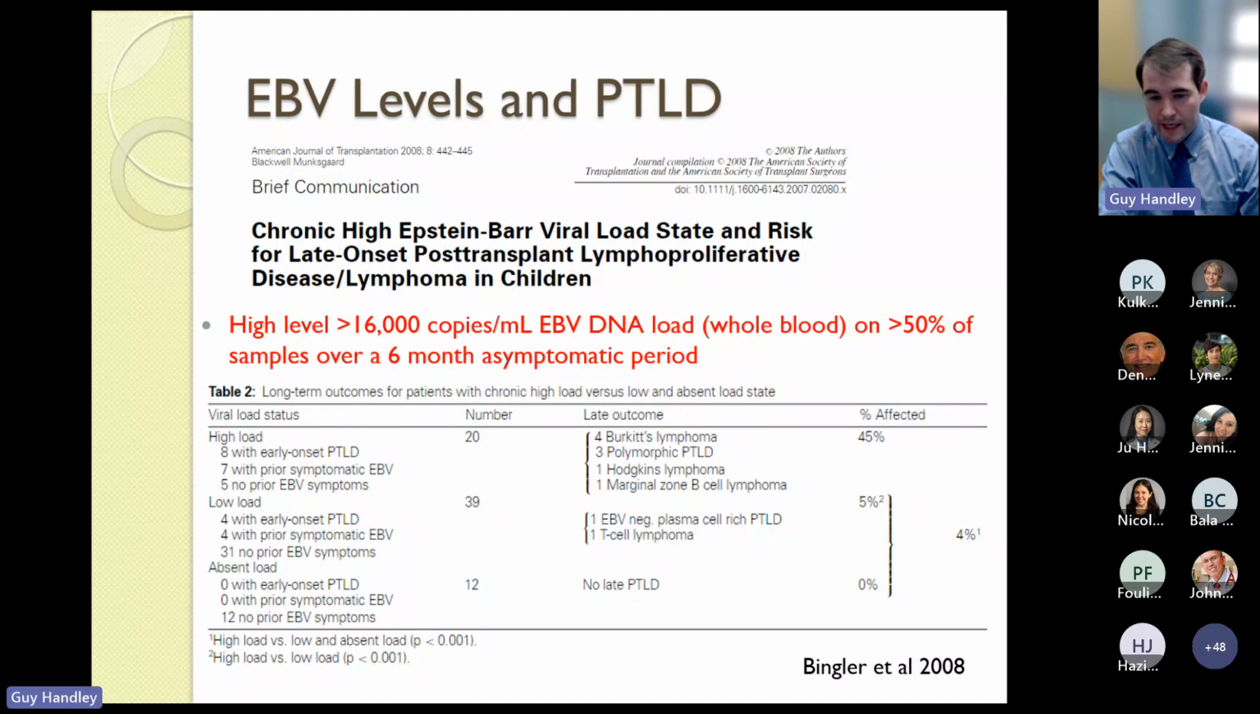Going along with the high load definition, this study picked 16,000 copies on over half of samples obtained over a 6-month period of asymptomatic patients. By no means is this a standardized protocol, but what they found is if you had persistently elevated EBV DNA, you had an increased risk of developing PTLD, which is intuitive, given that a lot of this is in EBV infected cells. It was still not a majority. It was 45% of patients, and those who had less than that on less than 50% of samples, only 5% went on to develop it.